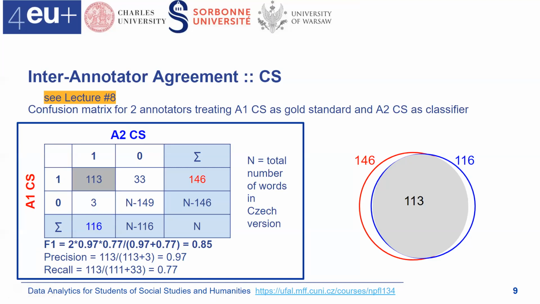The range of this measure is between 0 and 1, and the higher the F1 measure, the more the annotators agree with each other. So here, for Czech annotators, we can observe rather high agreement.